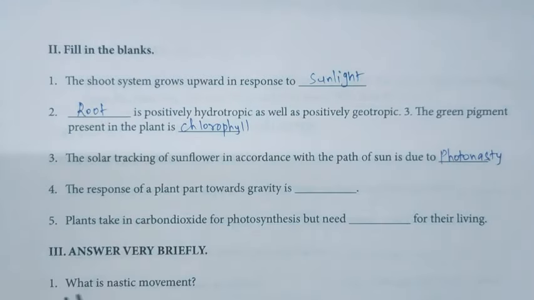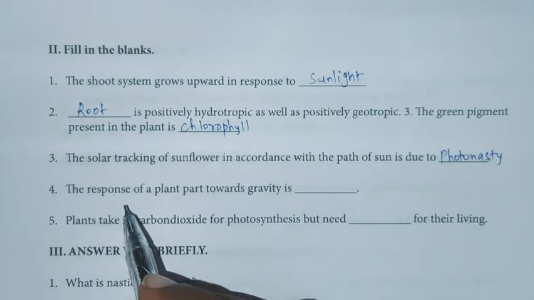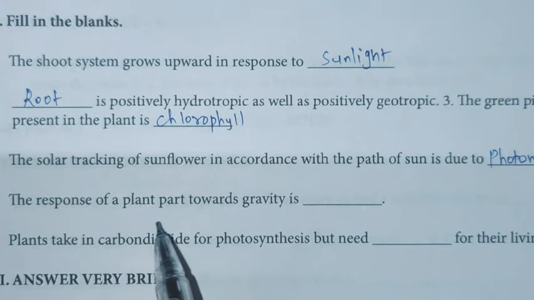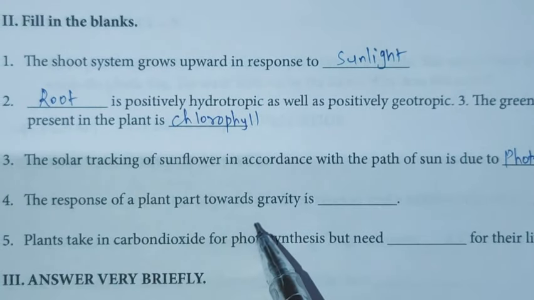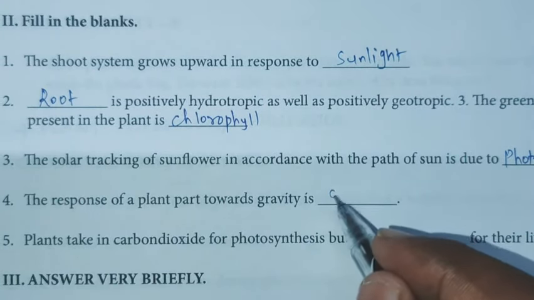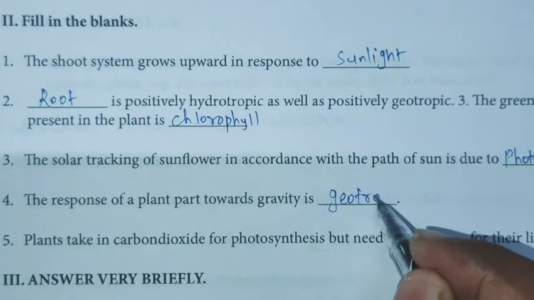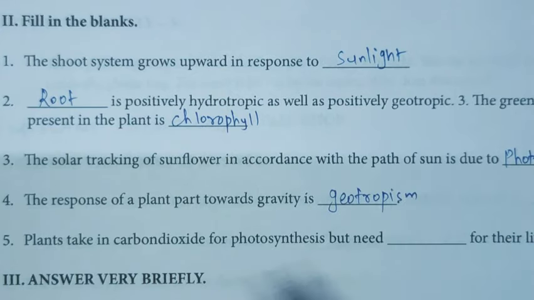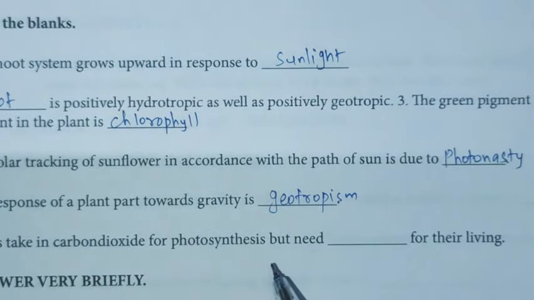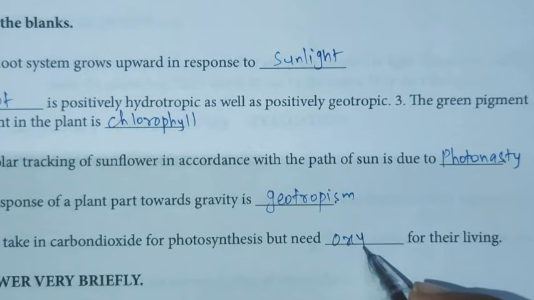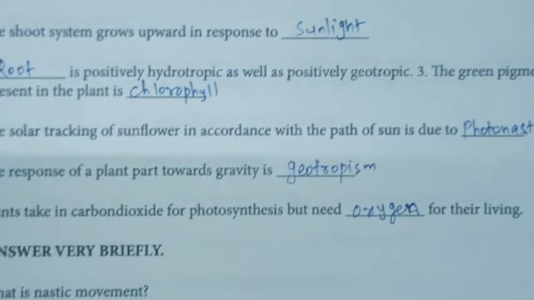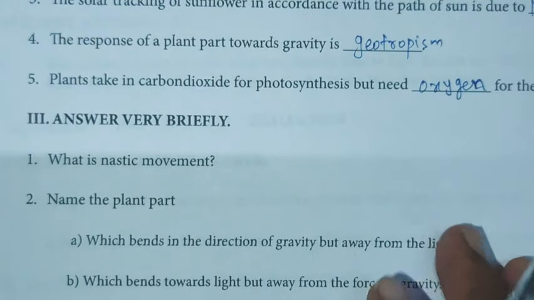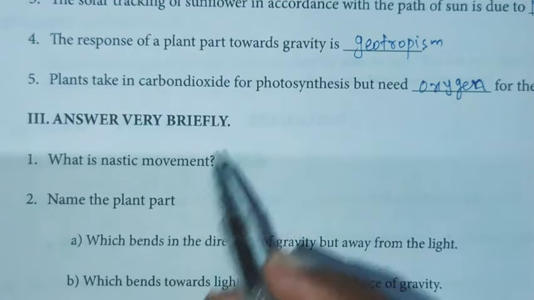Third one, the solar tracking of sunflower in accordance with the path of sun is due to photonasty. Fourth one, the response of a plant part towards gravity is geotropism. Fifth one, plants take in carbon dioxide for photosynthesis but need oxygen for their living. Next part, third part, answer very briefly.